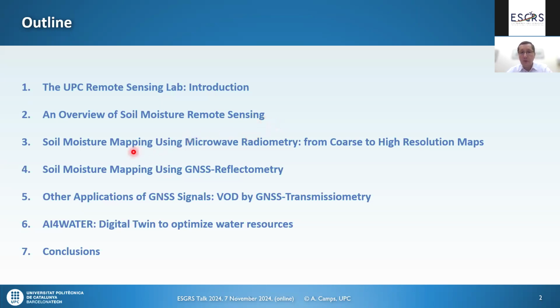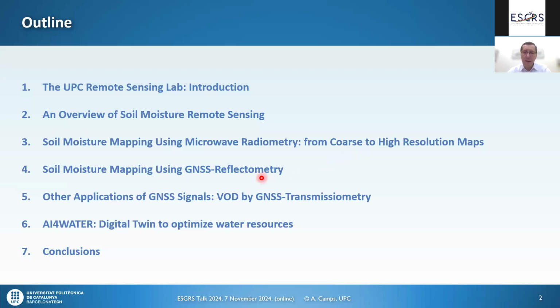Then how to measure soil moisture using microwave radiometry, which is known to be the most precise technique to measure the soil moisture in the surface. But the problem is that the resolution is very coarse. So I will explain how to go from these coarse resolution maps into high resolution maps by combining it with other sources of information. Then I will explain how to obtain soil moisture using GNSS reflectometry, which is one of the newest techniques, even though it has been around for more than 25 years already. The big boom of GNSS-R has been in the past 5 to 10 years.